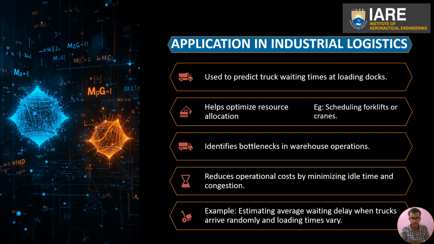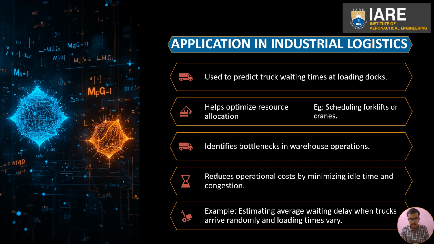Now let's go through applications of these queues in industrial logistics. These queues are used to predict truck waiting times at loading docks. These queues help optimize resource allocation. The best example we can take is scheduling forklifts or cranes. It identifies bottlenecks in warehouse operations, and it helps reduce operational costs by minimizing idle time and congestion.